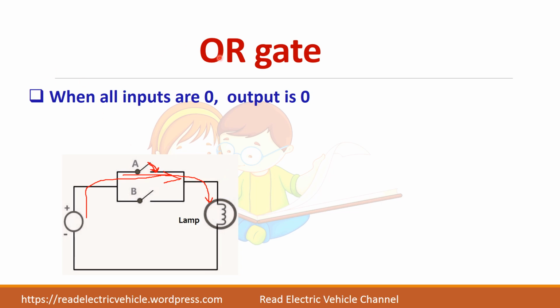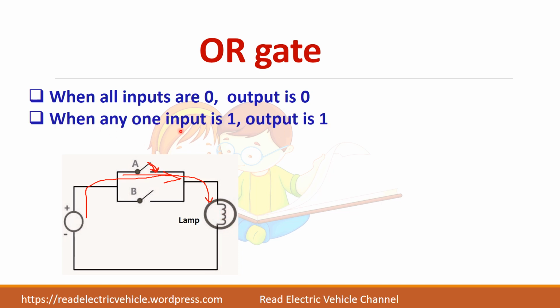So, OR gate is based on this. When both the switches are 0, or when both the switches are off, output is 0. The lamp is off. If any one switch is on, the lamp will glow. It means that you will get output. So, when one input is 1, output is 1.